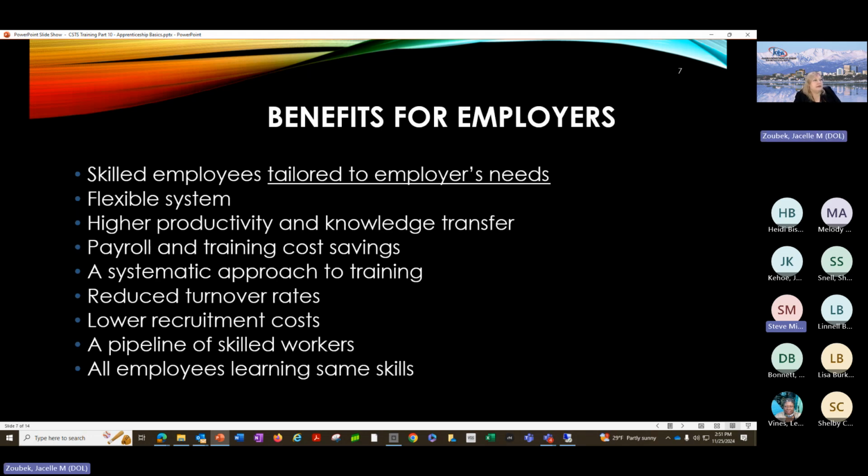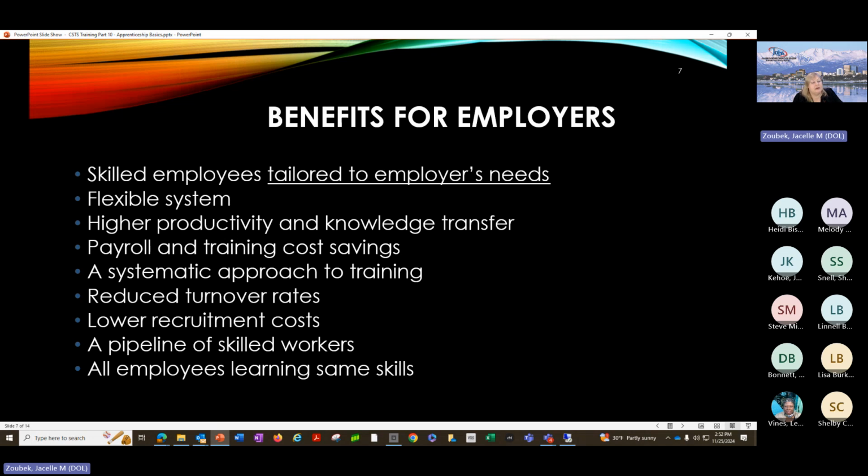Benefits for employers: they have skilled employees tailored to those employers' needs. It's a flexible system. So the employer has the ability to, one, give a certain amount of credit if someone has some experience, whether they were apprenticed with someone else or not. And two, they have the ability to say, I'm going to take 10% of this related technical instruction and change it to this related technical instruction in the same field, but maybe a different provider, altering things to be more tailored.